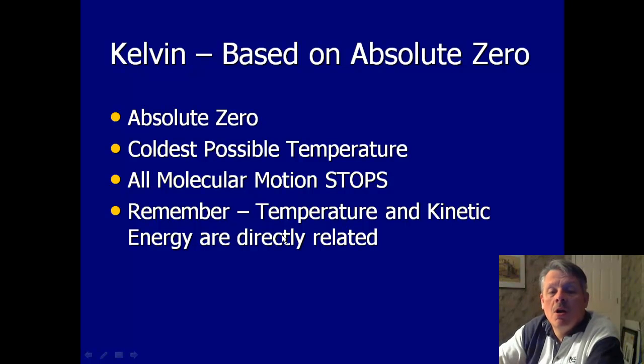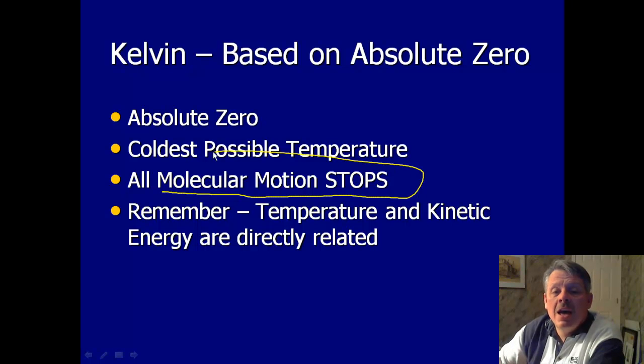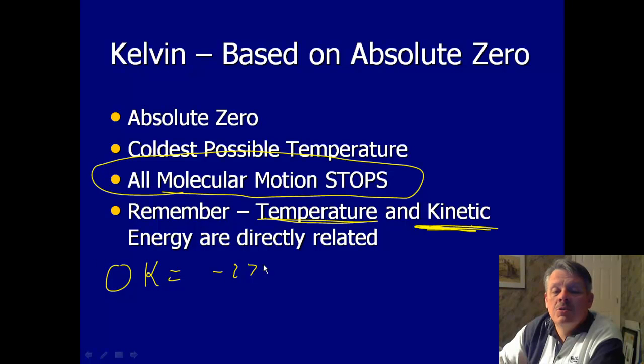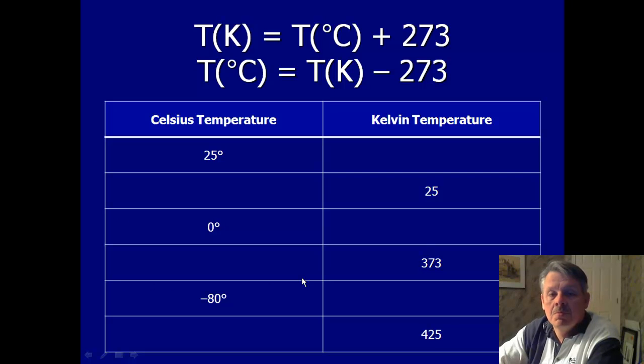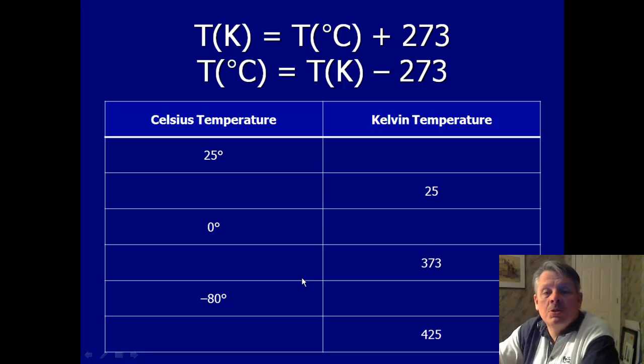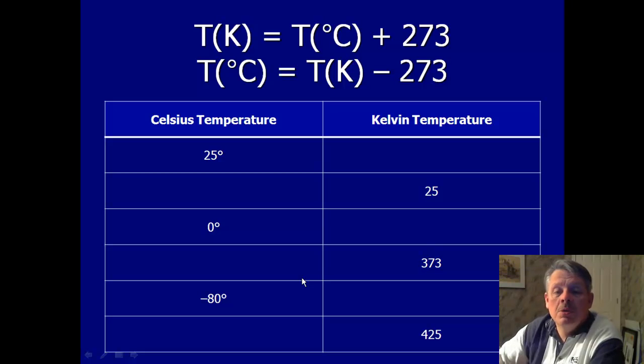So when all of your motion stops, you essentially have no temperature. You're as far down as you can get. So when there's no more kinetic energy in your molecules, when they completely stop, at that point your temperature hits absolute zero. And we call absolute zero 0 Kelvin, which is negative 273 degrees Celsius. All right, so we want to do some conversions here. I'll do the first couple for you, and then you can go from there.